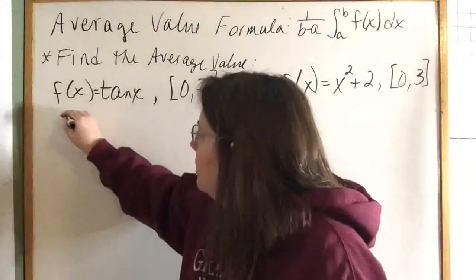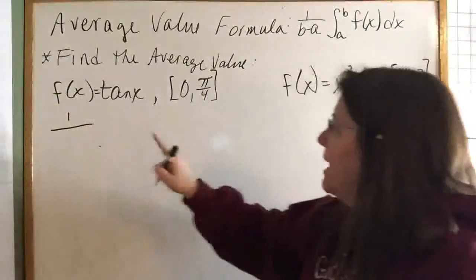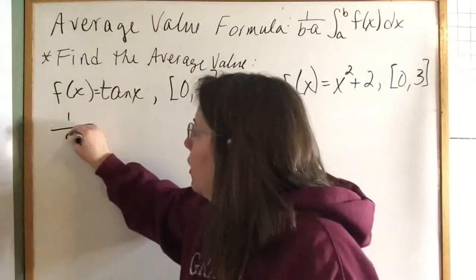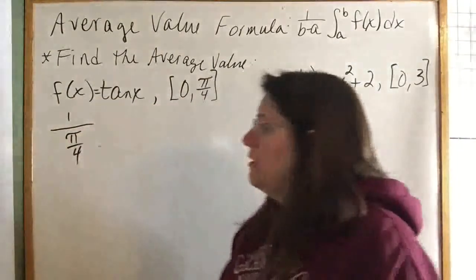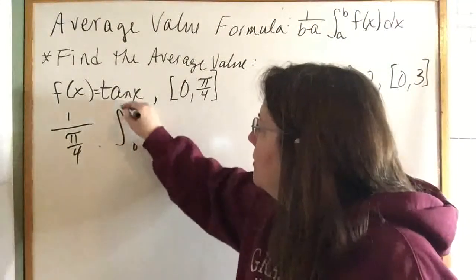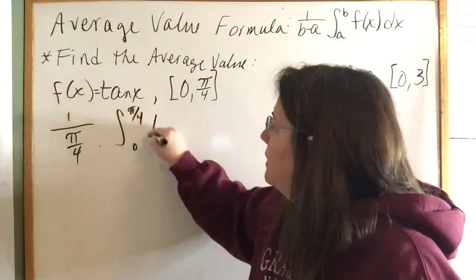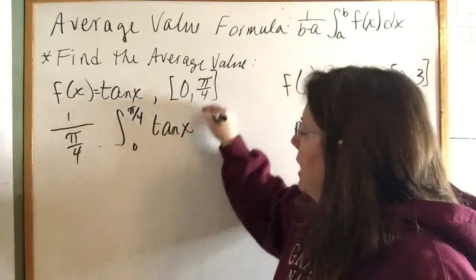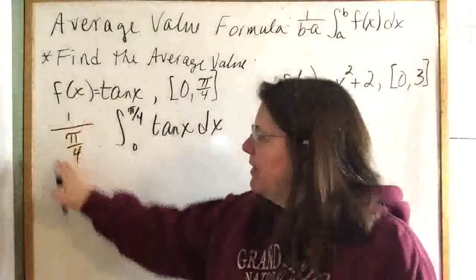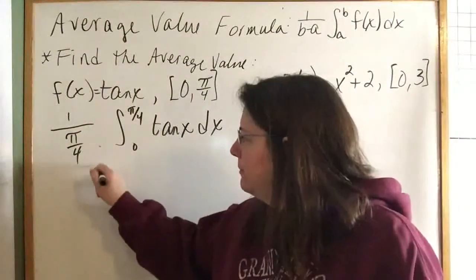So if I set this one up, I'm going to have 1 over b minus a. b is pi over 4, a is 0. So pi over 4 minus 0 is pi over 4. Then we're going to multiply that by the integral from 0 to pi over 4 of tangent x. And it is an integration, so we do need the dx. If I simplify this a little bit, that would be 4 over pi.